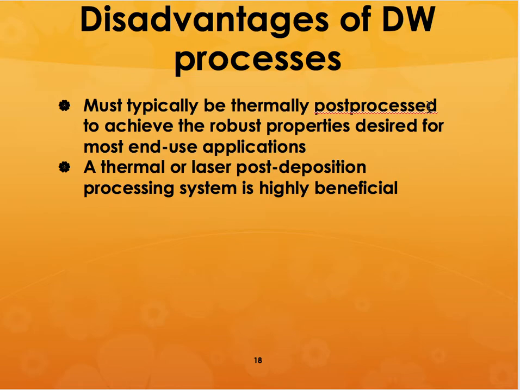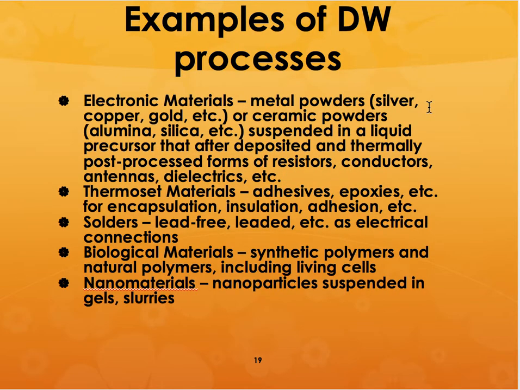What are some of the disadvantages? The first one is that the material has to be post-processed and thermally post-processed, which means that if you have a polymer in your direct write ink, its properties can be compromised. But it is a useful process.